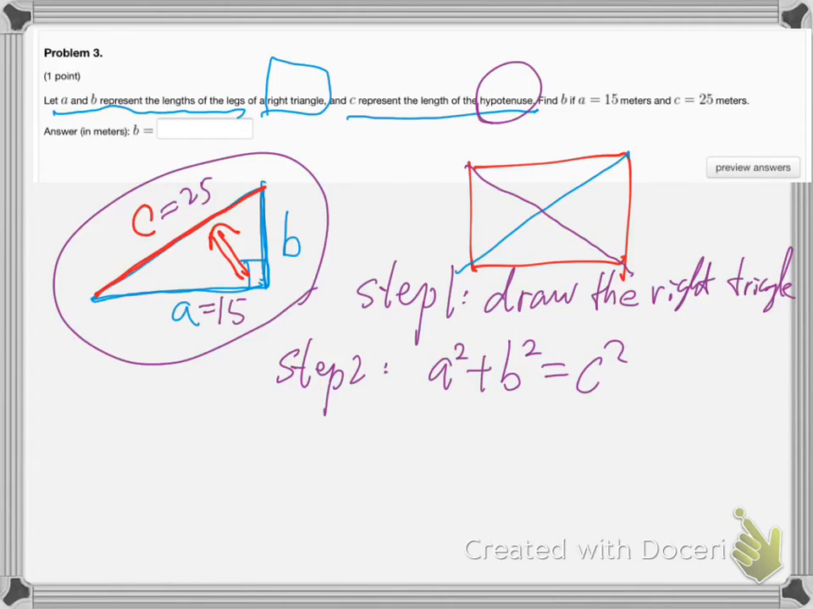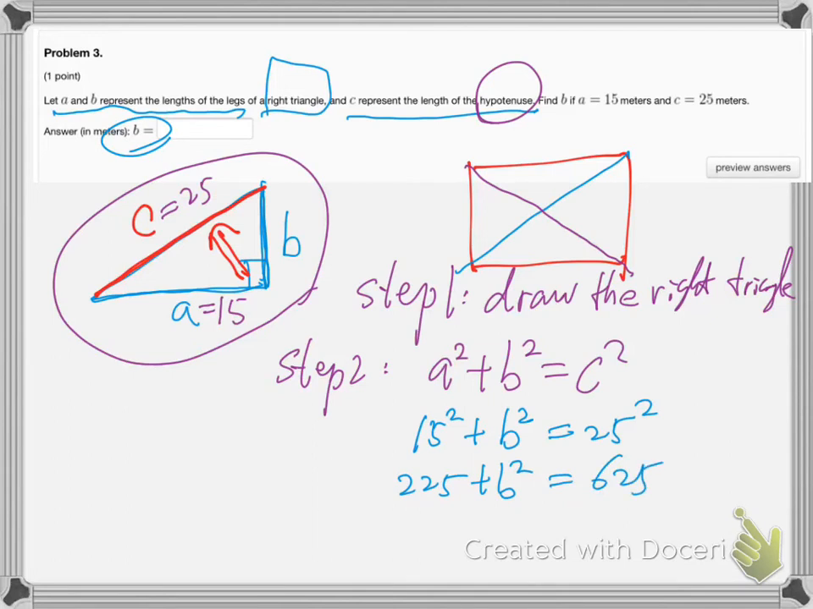Replace. So A is 15. We got 15 squared plus B squared, B is not given, we want to find B. And C is 25 squared. So 15 squared, 225, plus B squared is 625, which is 25 squared.